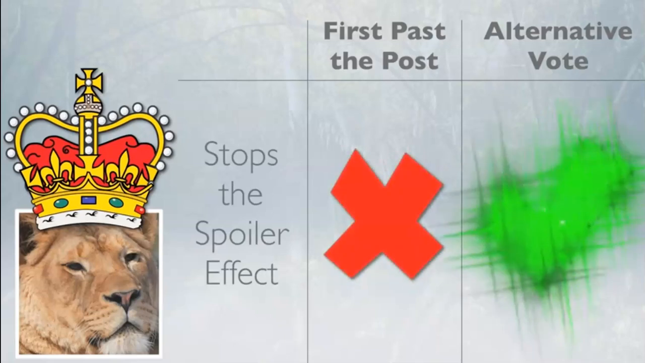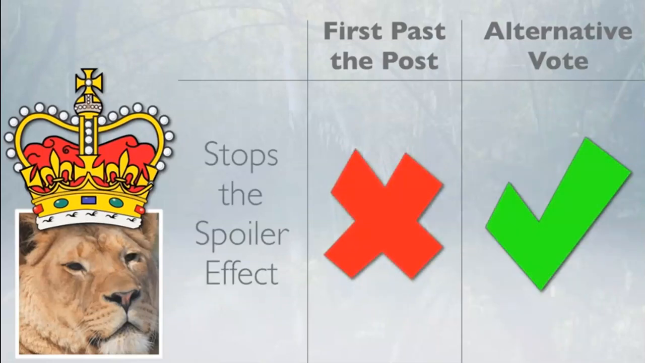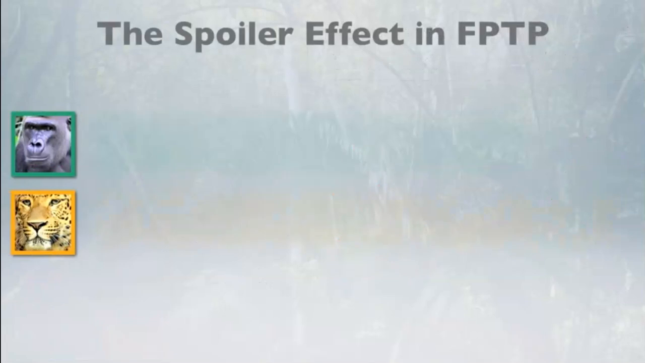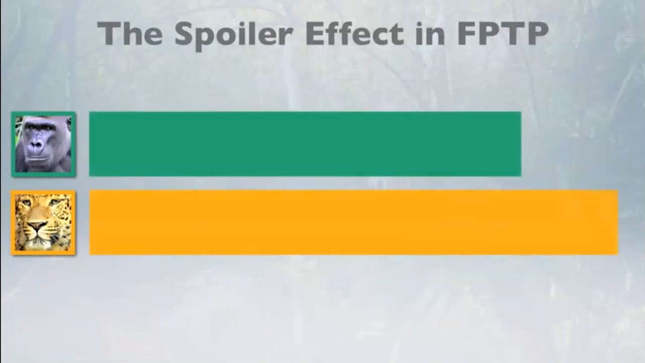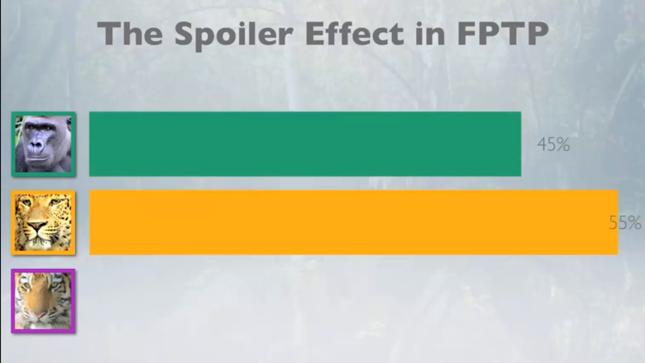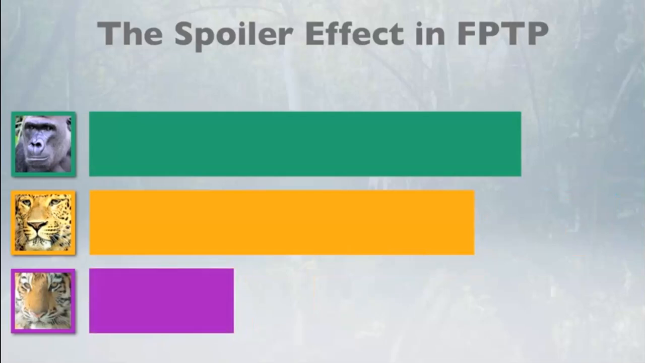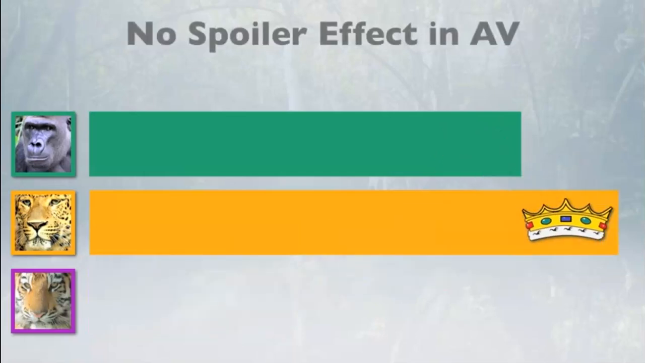No spoiler effect. Imagine one final election. Two big candidates are running, Gorilla and Leopard, and Leopard looks set to win 55 to 45, but then a third party candidate, Tiger, enters. Tiger manages to convince 15% of the Leopard voters to back him instead. Under first past the post, Gorilla now wins, even though a majority of the voters didn't want him. Under the alternative vote, because all Tiger voters put Leopard as a second choice, Leopard still wins because a majority of the citizens of the animal kingdom would rather have her in charge than Gorilla.